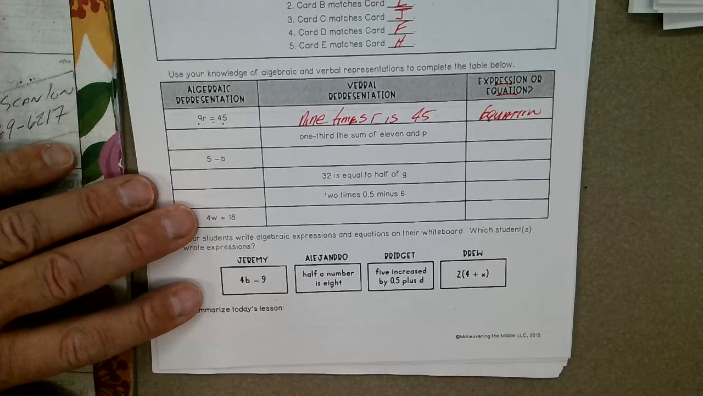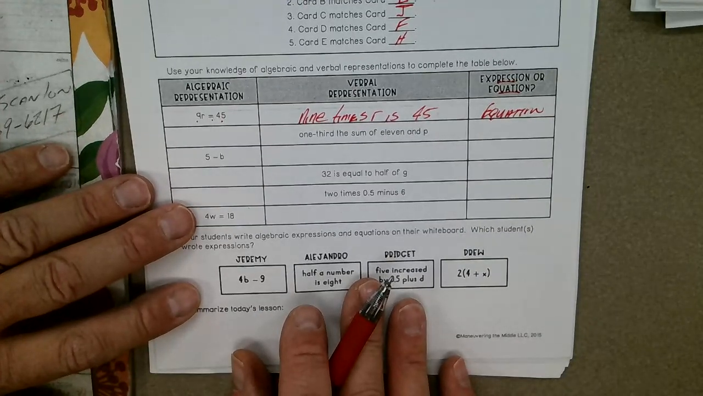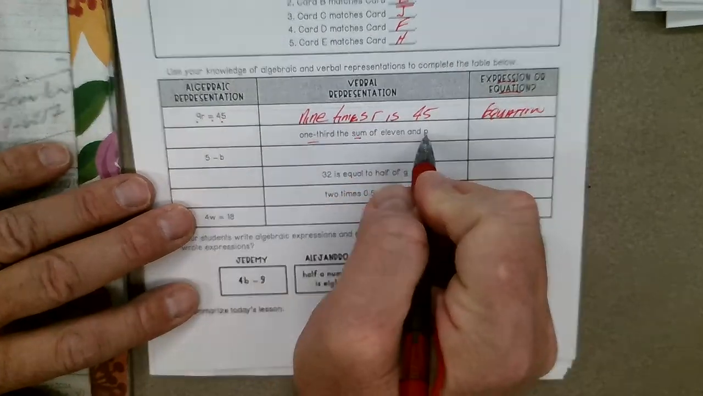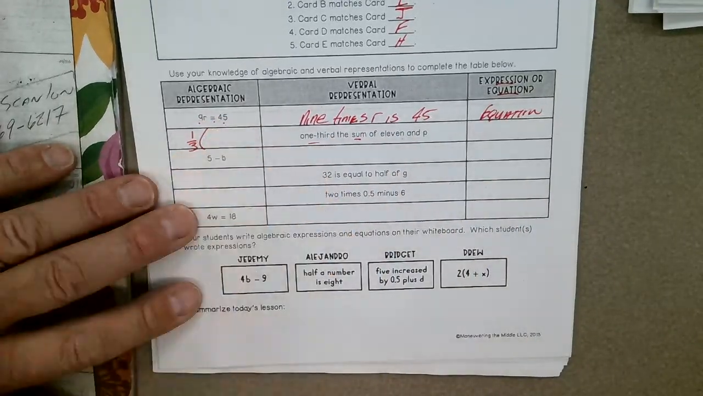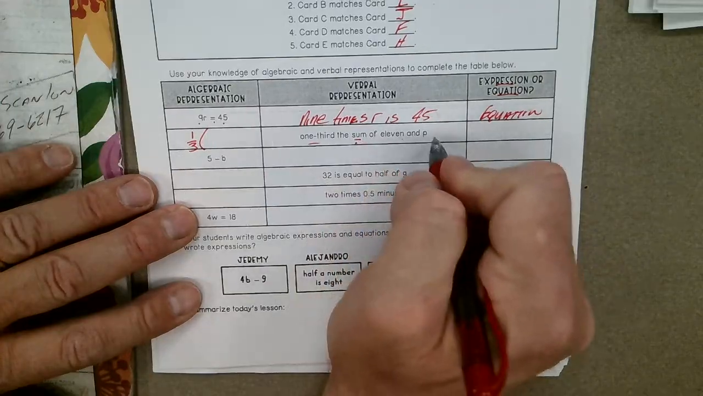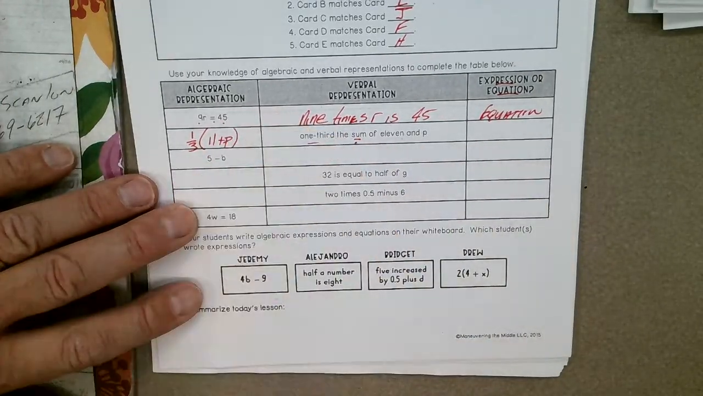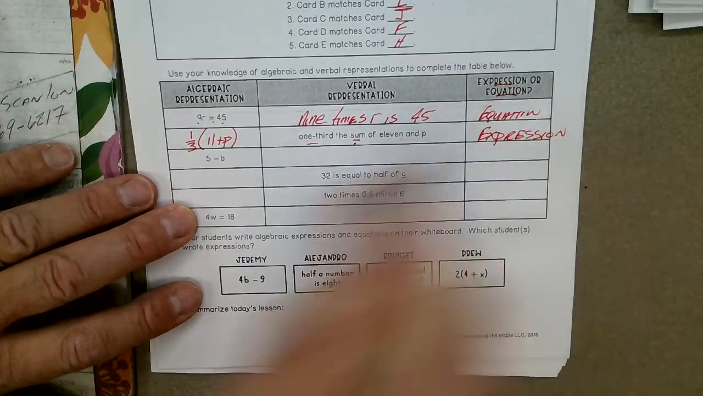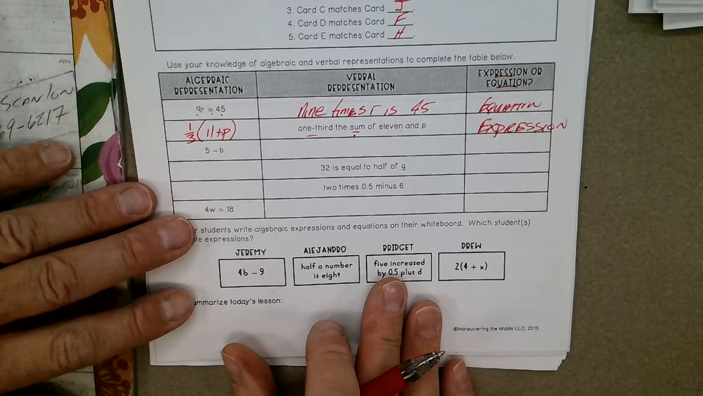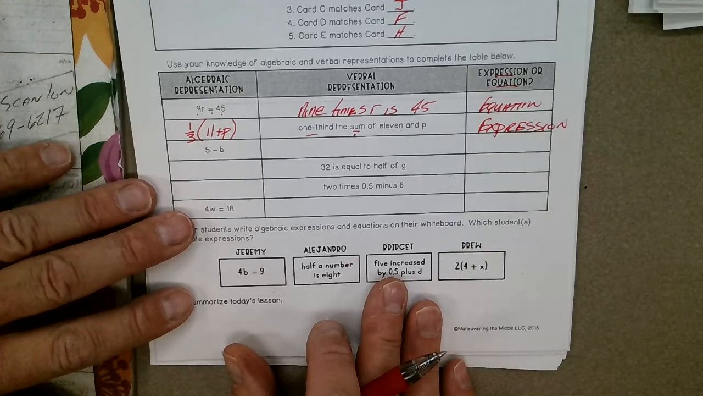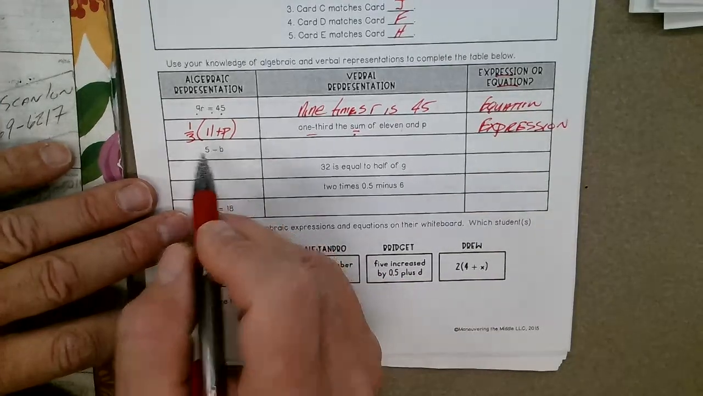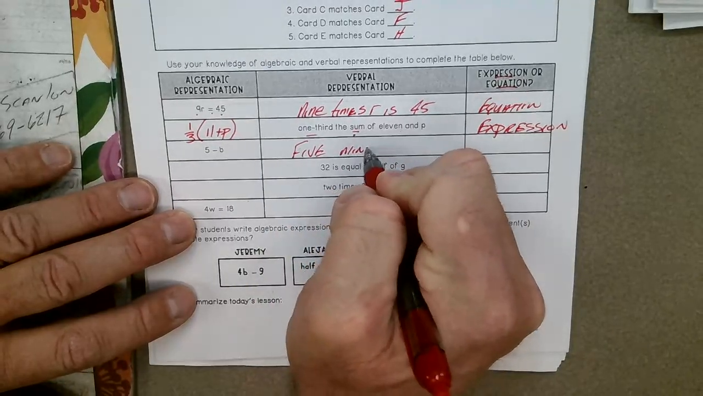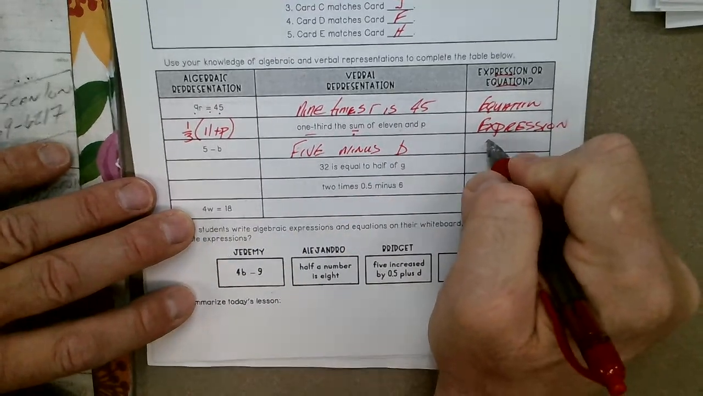Okay. Next one. 1/3 the sum of 11 and p. 1/3, we're going to need a parenthesis because we're going to need to add 11 and p. So 11 plus p, and that is an expression. Next one, 5 minus b. You could just write that, 5 minus b. And that's an expression.